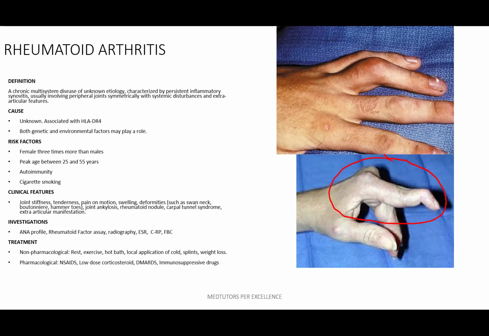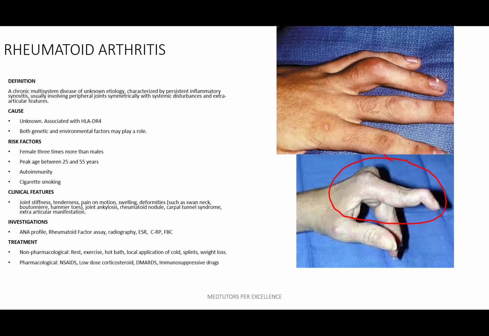Now, how do they present? They present with joint stiffness, tenderness, and pain on movement of the joint. When you move the joint, there's pain. There's swelling and deformity. We talked about the swan neck deformity, Boutonniere's sign or hammer toes. There's joint ankylosis, rheumatoid nodules, carpal tunnel syndrome, then extra-articular manifestations.